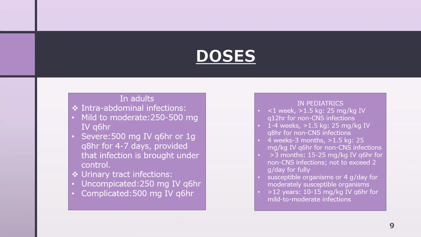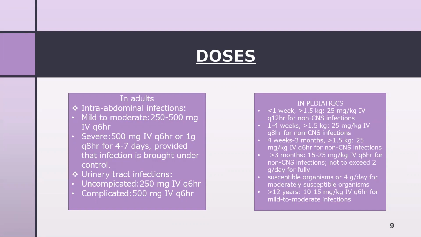Now in pediatrics, the age groups are less than 1 week, 1 to 4 weeks, 4 weeks to 3 months, and greater than 3 months. So all these pediatrics whose weight is greater than 1.5 kg should be administered a 25 mg per kg dose intravenously. Just the time interval changes.